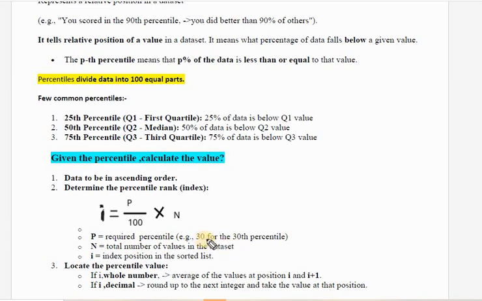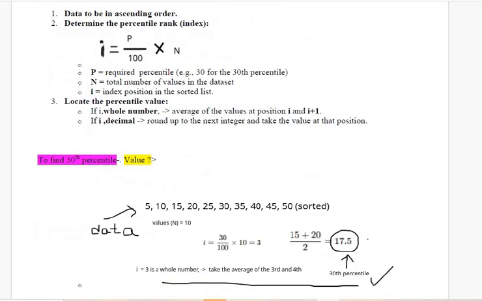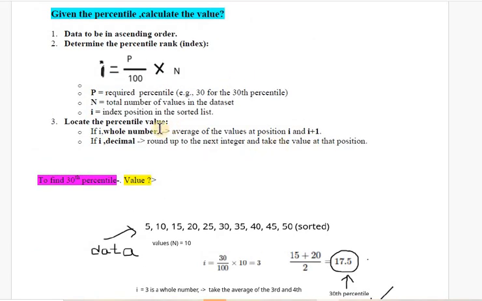How many number of data will be there? Fill it and then you will get an I value. Based on this I value, we will locate the data value in the data set. If it is a whole number, then we will take the average values of I and I plus 1, and then we say this value will be located at the 30th percentile.